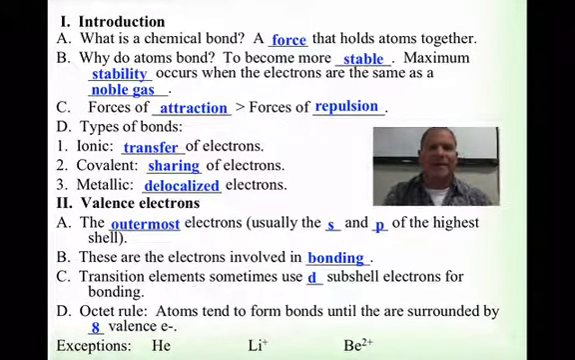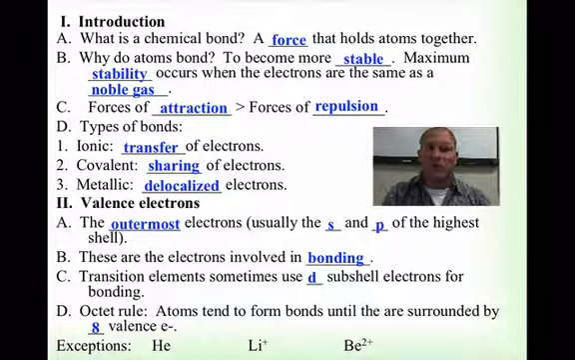So let me fill in the actual points here, and you already have this from your notes. So we go back and it says, okay, what is a chemical bond? A chemical bond is a force that holds atoms together. So why do atoms bond? Well, they become more stable. That's the whole primary reason behind what we see on the periodic table and why things do what they do, is to the point of reaching stability. So maximum stability occurs when electrons have the same configuration as a noble gas.